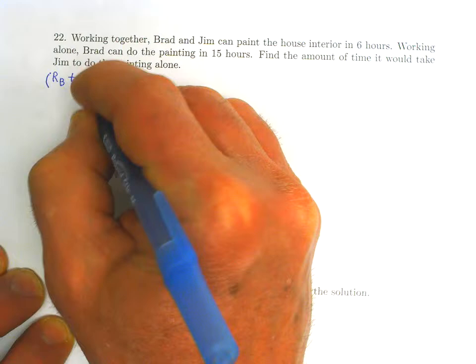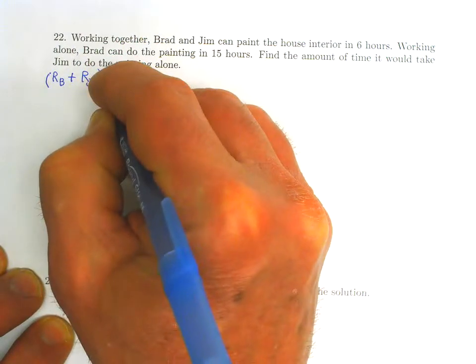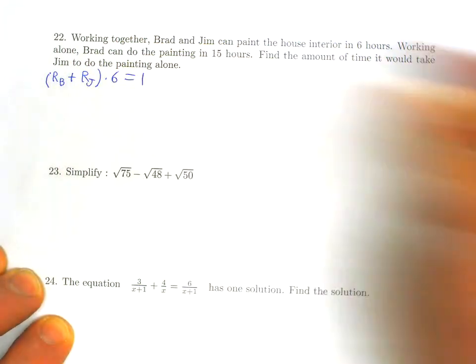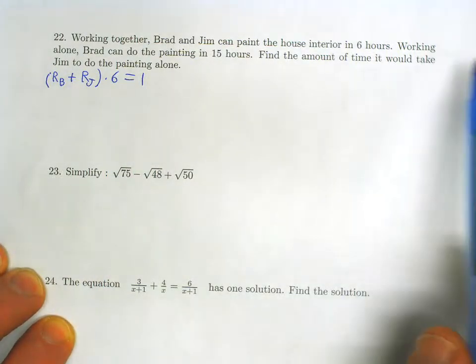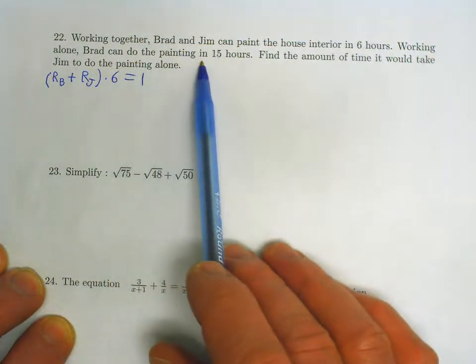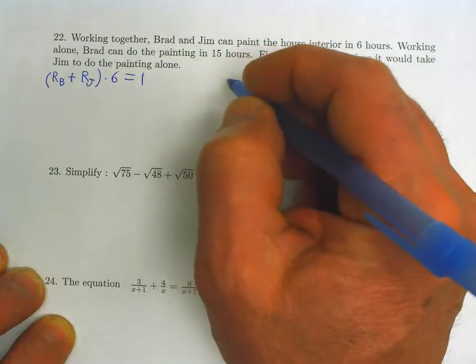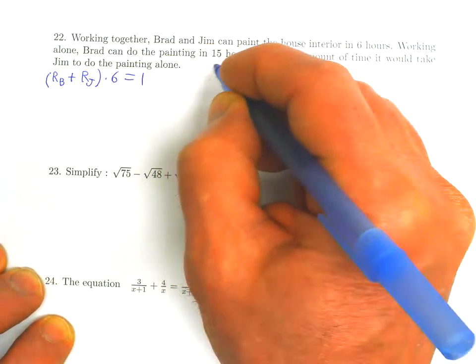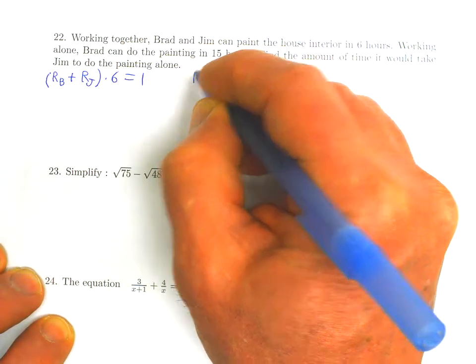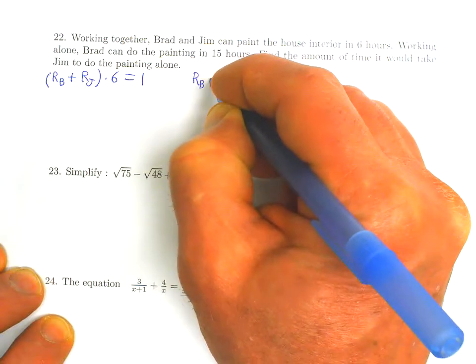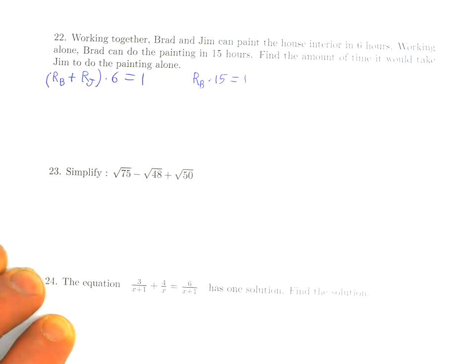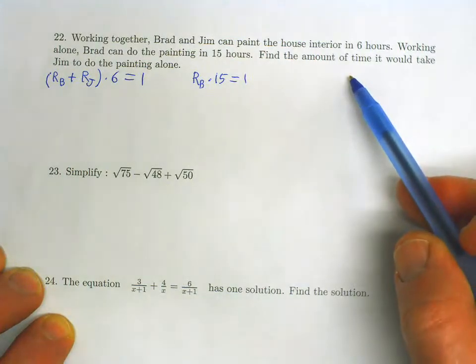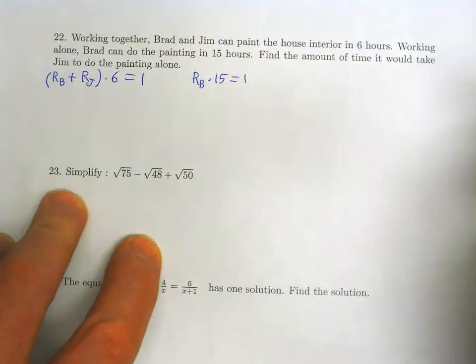Jim works at a certain rate, and in 6 hours they can paint one house. Rate times time equals 1. Working alone, Brad can do the painting in 15 hours. Okay, so for Brad, he works at his rate, and in 15 hours he can paint one house. Find the amount of time it would take Jim to do the painting alone.